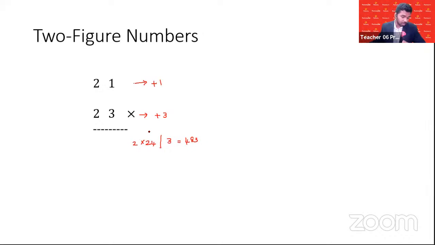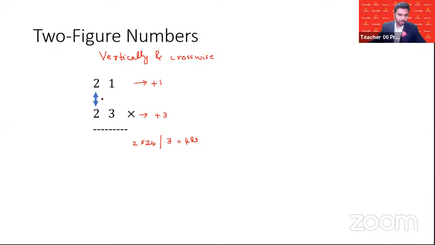Now let us figure how to do this while doing general multiplication. So let us see what are the steps involved. So first we do vertically. So the method that we are going to learn is vertically and crosswise.